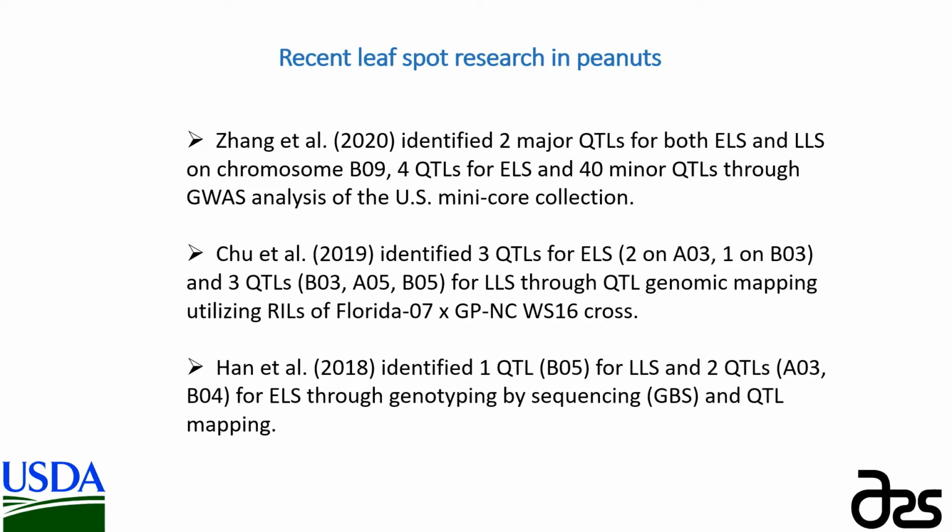Chu et al. in 2019 identified 3 QTLs for ELS, 2 on chromosome A3 and 1 on B3, and 3 QTLs on B3, A5, and B5 for late leaf spot through QTL genomic mapping utilizing the recombinant inbred lines from the Florida 7 and GPNC-WS16 cross. Han et al. in 2018 identified 1 QTL on chromosome B5 for late leaf spot and 2 QTLs on A3 and B4 for early leaf spot through genotyping by sequencing, or GBS, and QTL mapping.